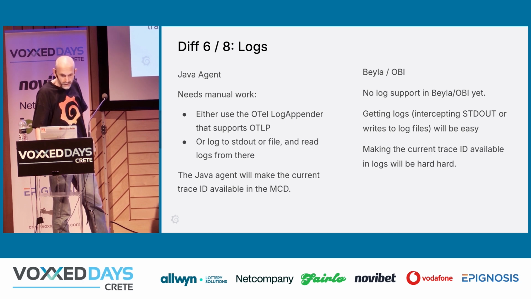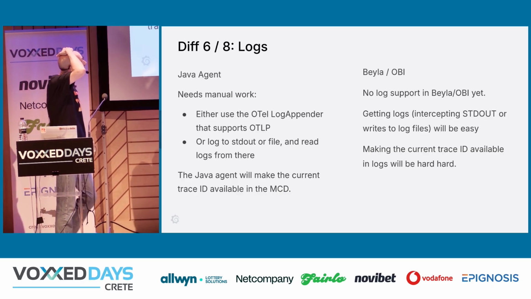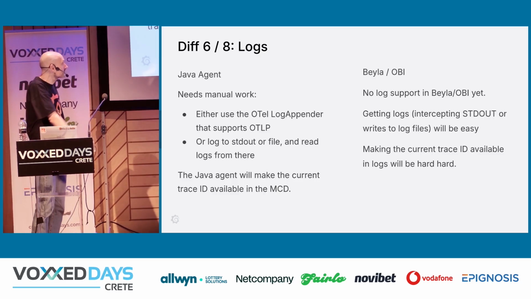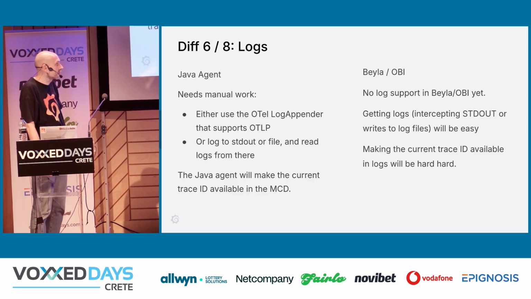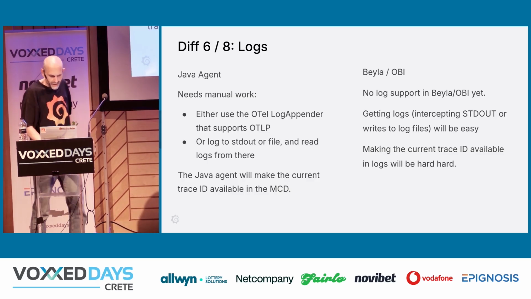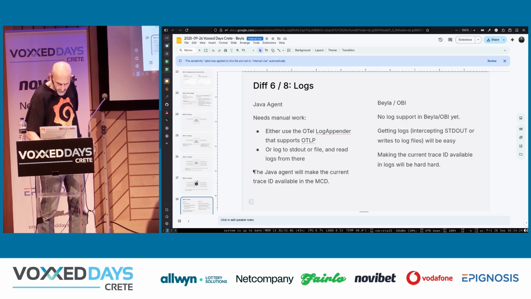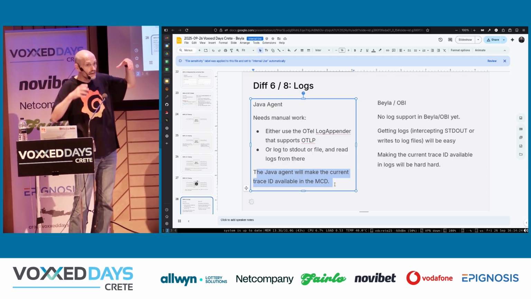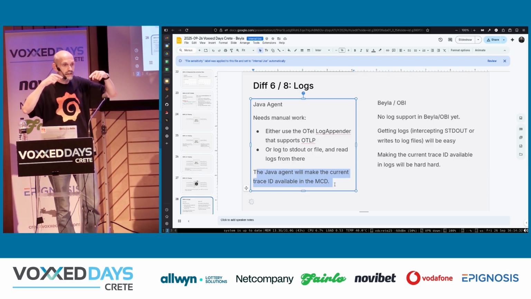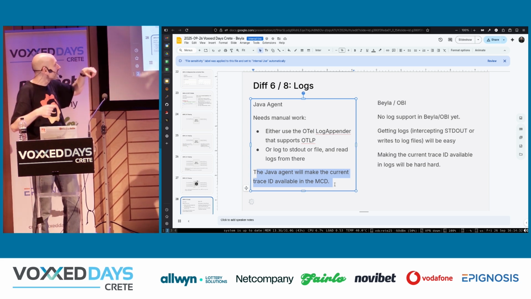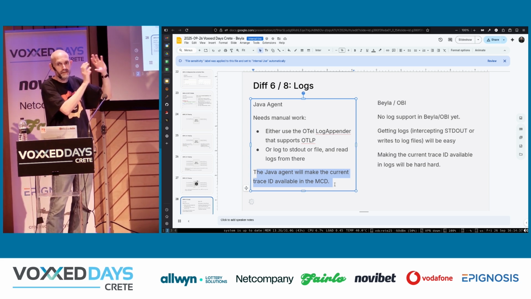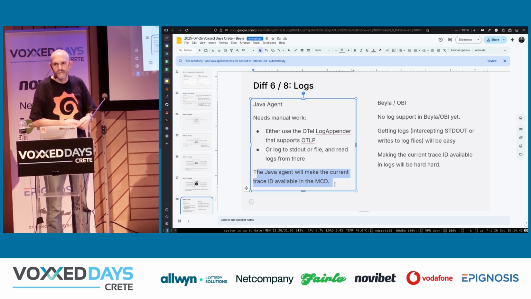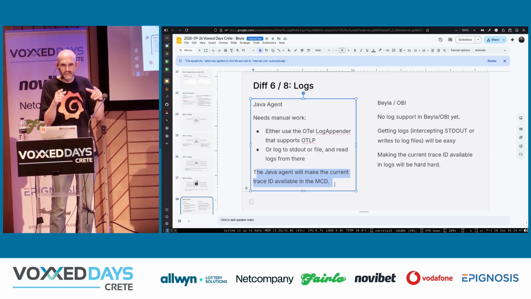Two more or three before we come to a conclusion. Logs is actually similar. Nobody really instruments or intercepts logs, right? Applications usually still log to the standard output and you read logs from there. But what the Java agent does, maybe I should have put this at the top of the slide because that's the most important thing: if a log line is written in the context of an HTTP request, then the Java agent puts the trace ID of this trace in the log context, and then you can include it in your log template. And then each log line will have the trace ID included.